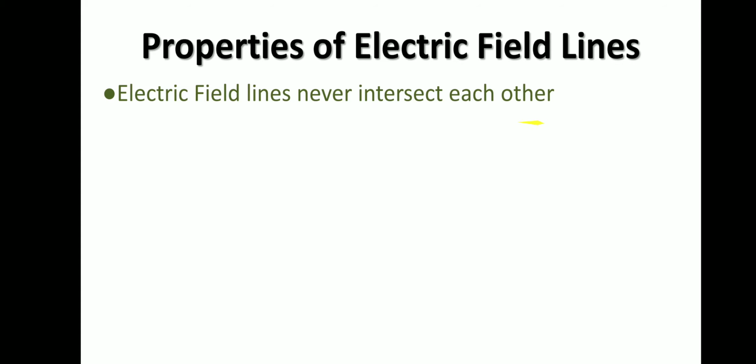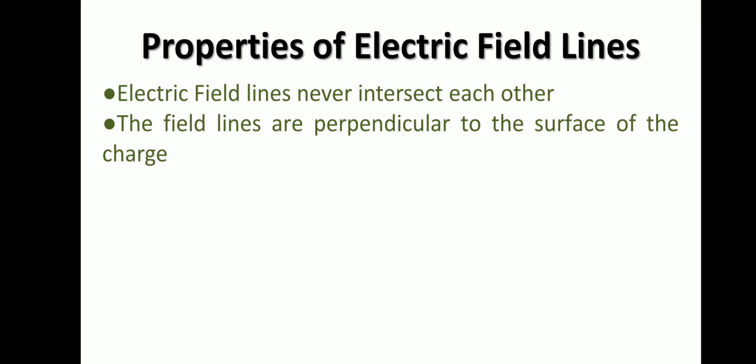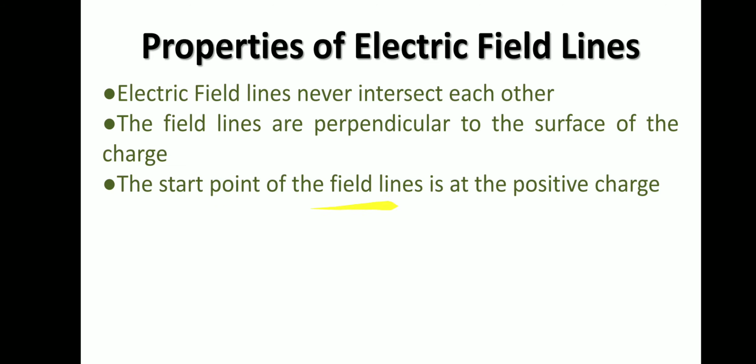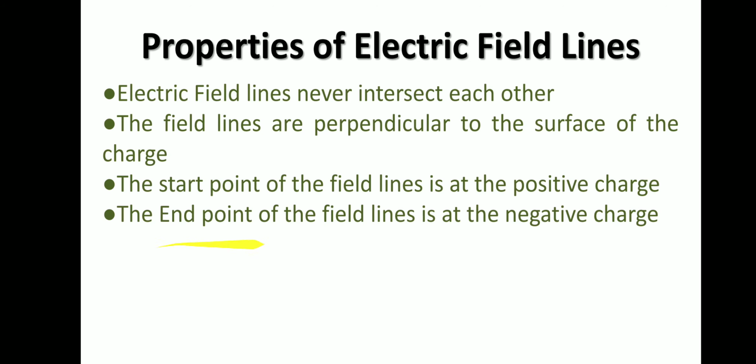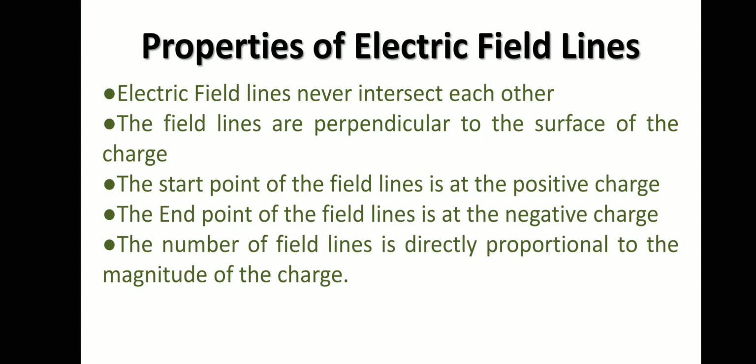So we can summarize these properties of electric field lines: the electric field lines never intersect each other. The field lines are perpendicular to the surface of the charge. The start point of the field lines is at the positive charge. The end point of the field lines is at the negative charge. The number of field lines is directly proportional to the magnitude of the charge. So these were the properties of the electric field lines.